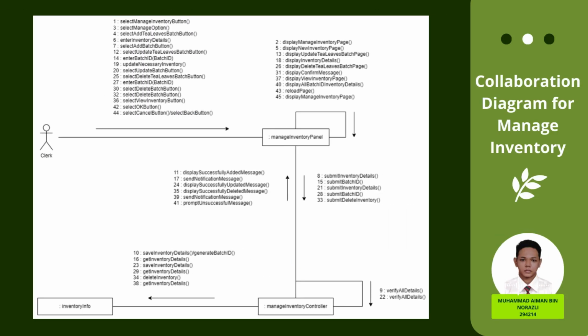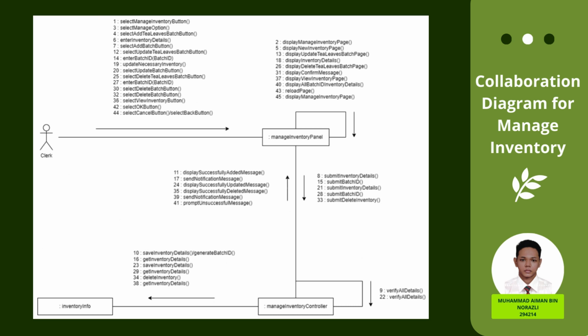Next, collaboration diagrams. Collaboration diagrams simplify complex systems, making it easier to grasp how objects work together to achieve a specific goal. Here we can see that all methods in the sequence diagram are also here. In the top left corner, we can see all methods that will be used based on the user action, like selecting a button or entering information. All those methods will go to the Manage Inventory panel, where it will display pages and confirmation messages.